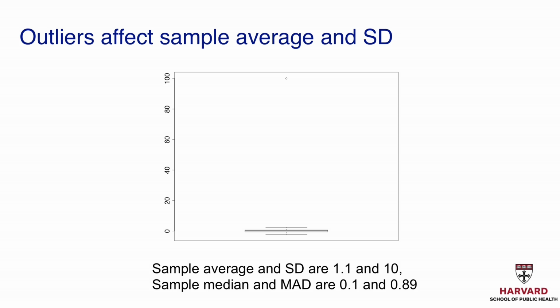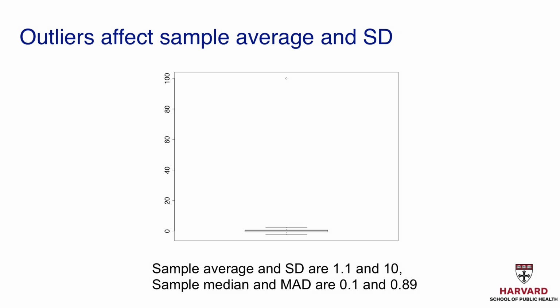The problem is if we want to compute, using the observed data, the mean and the standard deviation of our distribution, which in this case is 0 and 1, this one point is going to have a big influence on the sample mean, the average, and the standard deviation. For this particular data set, if I compute these summaries, the sample average is 1.1, which is quite far from 0, and the standard deviation is 10, which is very far from 1.